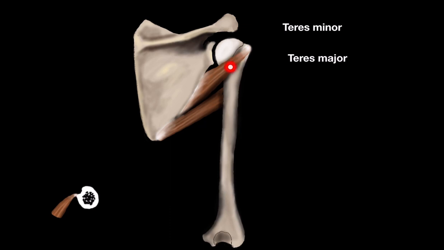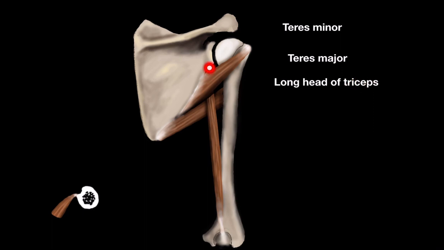Now we have seen these two muscles. Now the next muscle is the long head of triceps brachii. Triceps means three-headed. Brachii means arm. So triceps brachii is a three-headed muscle of the arm. The first head we are going to see is the long head of triceps. It connects scapula to ulna, not to the humerus.